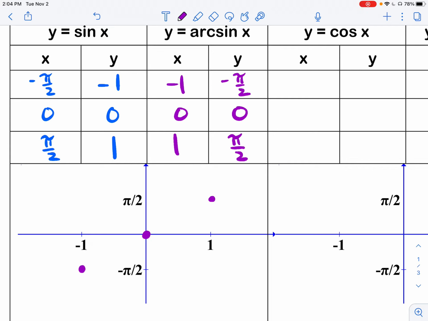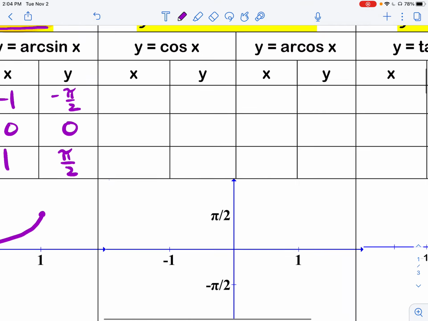Okay, and this graph is going to be a little bit tough to see, but if you were to take the rest of those angle values, like negative pi over 4, pi over 6, and so on, you would get a graph that looks actually something like this. That's what the inverse sine graph looks like. It looks like a reflection of sine within that interval over y equals x.